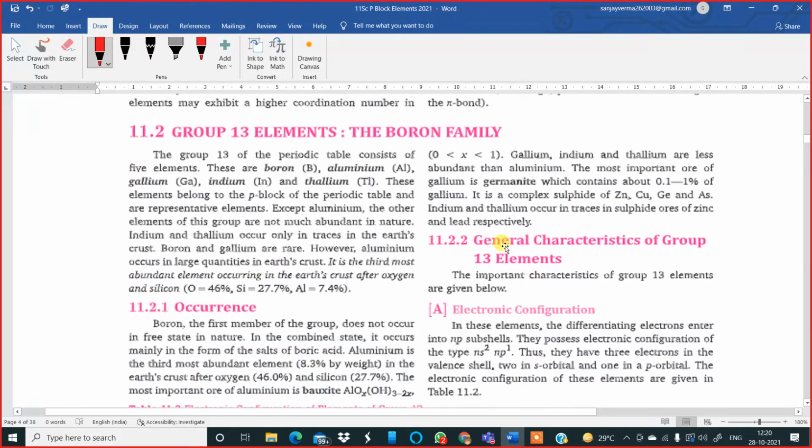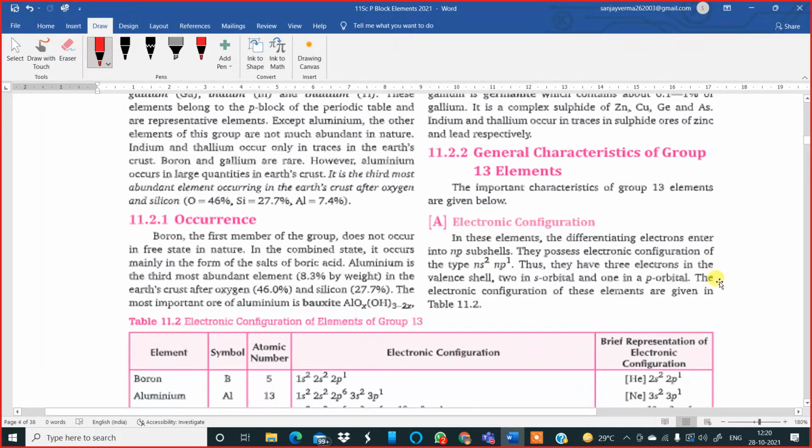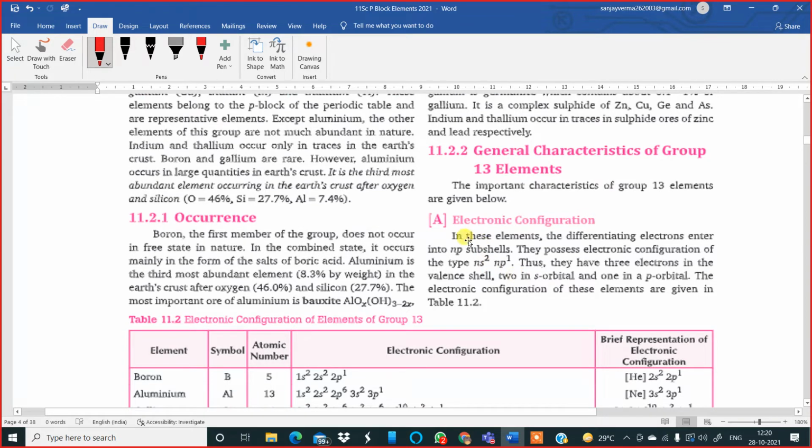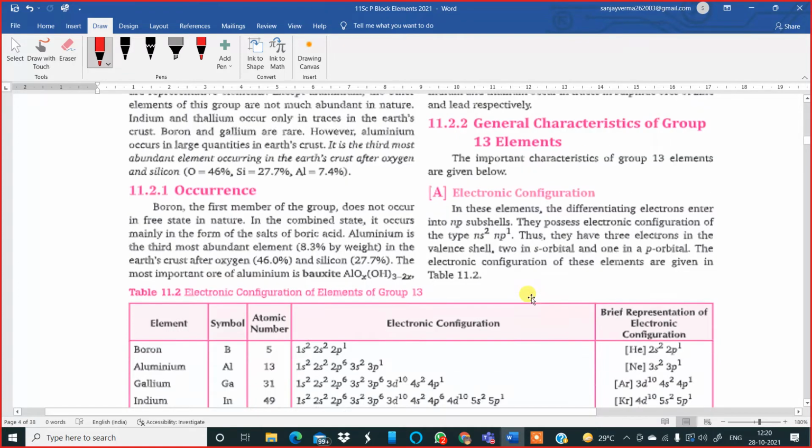Now coming to the electronic configuration of elements of group 13. Look at the electronic configuration. Under the heading general characteristics, important characteristics are given below. Here, the differentiating electrons enter the np subshell. They possess electronic configuration of the type ns2 np1 because it is group 13: 2 plus 1 is 3, 3 plus 10 gives 13. Thus, they have 3 electrons in the valence shell, 2 in the s orbital and 1 always in the p orbital. The electronic configuration is shown over here.